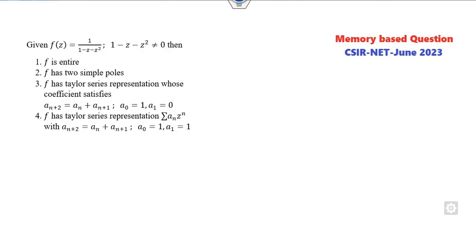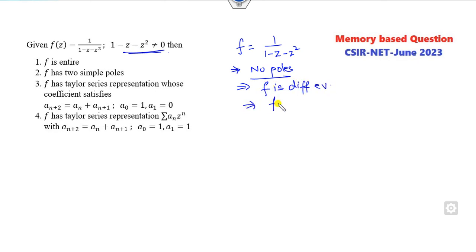Okay, look at another one. F is here, such that this denominator will not be 0. So what is the meaning of that? It has no pole because of this condition. What is the meaning of that? F is differentiable everywhere. That means F is an entire or holomorphic function. So 2 is canceled, it is not the right answer.